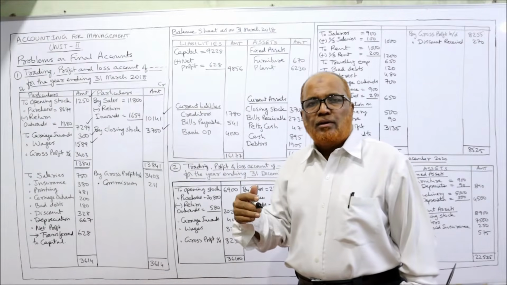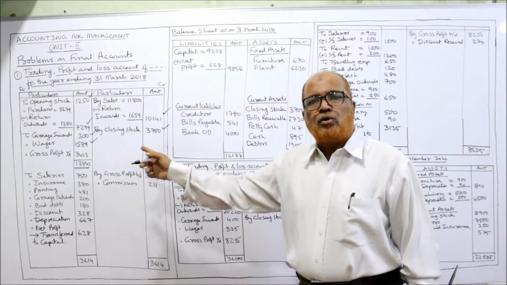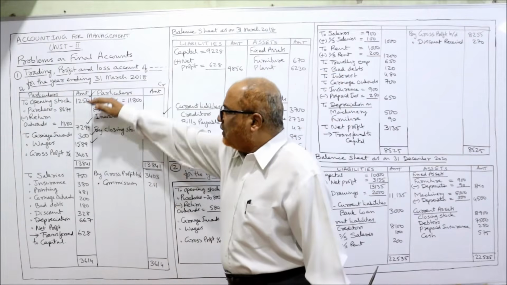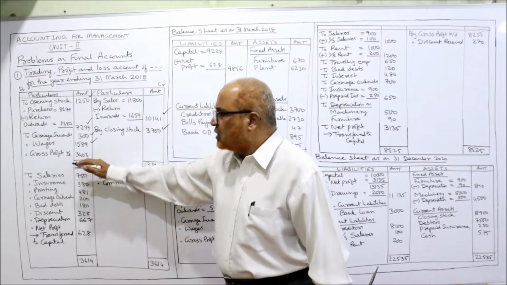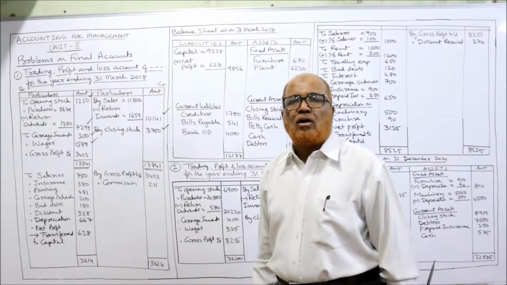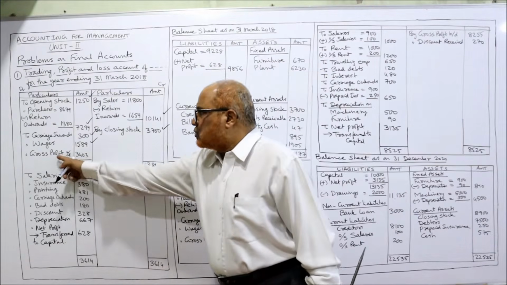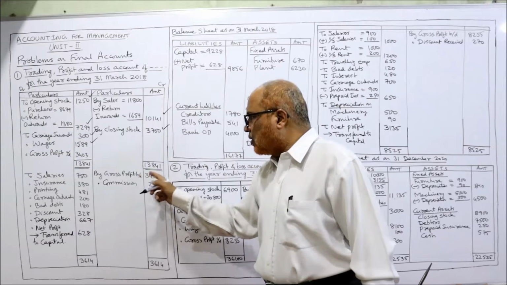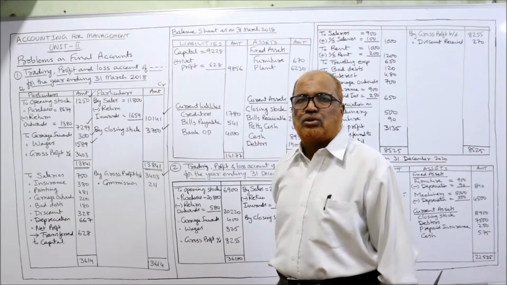Now brought down. Bring down that gross profit to profit and loss account. Up to here, this part is called trading account. From here onwards, profit and loss account. So here, to gross profit carried down, by gross profit brought down 3403.